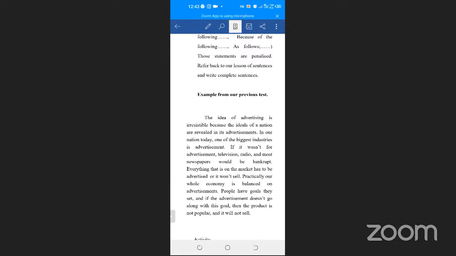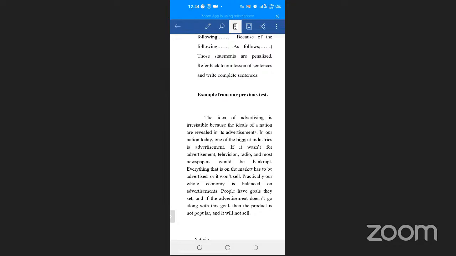Now, for Christian cannot read. Let me read it first, then we go. The idea of advertising is irresistible because the ideals of a nation are revealed in its advertisement. In our nation today, one of the biggest industries is advertisement. If it wasn't for advertisement, television, radio, and most newspapers would be bankrupt. Everything that is on the market has to be advertised or it won't sell. Practically, our whole economy is balanced on advertisement. People have goals they set, and if the advertisement does not go along with this goal, then the product is not popular and it will not sell.